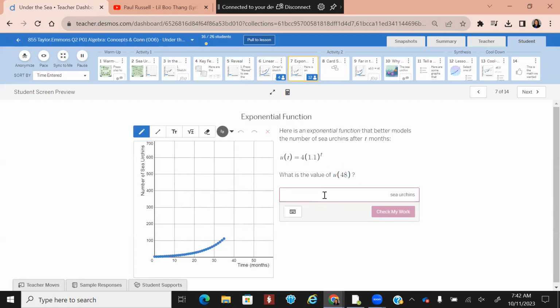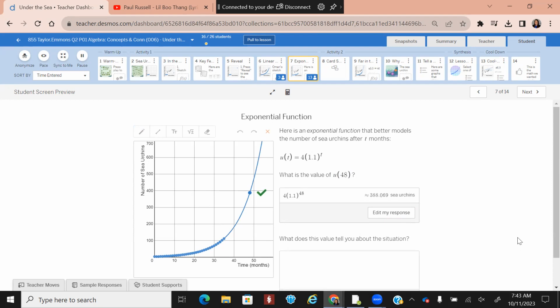Okay, so we would say 4 times 1.1, and we're going to raise it to the 48th power. And how many sea urchins do we have? 388, right? Ta-da! Now, can you have half a sea urchin? No, you probably would run around, right? But for this purpose, we're just going to keep it the exact number.